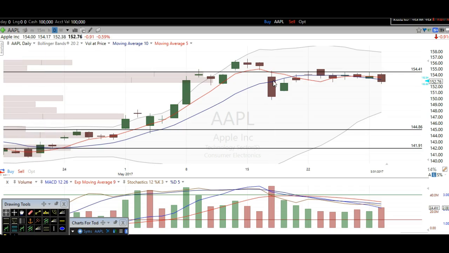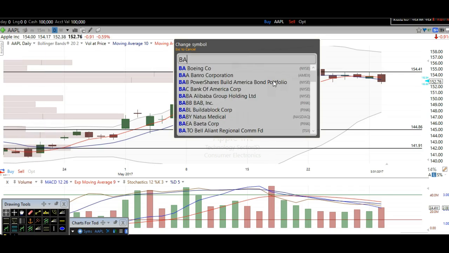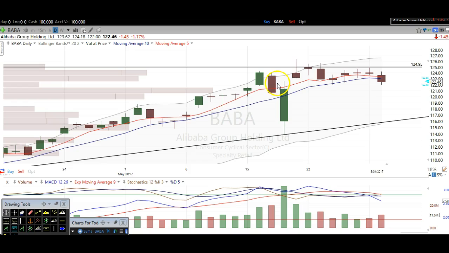The next one we're going to take a look at is BABA. BABA has another pretty clearly defined resistance level right around 125. You can see we ran into it here, there, several days right here. So if we close above this level, then we can see a nice continuation breakout on Alibaba.